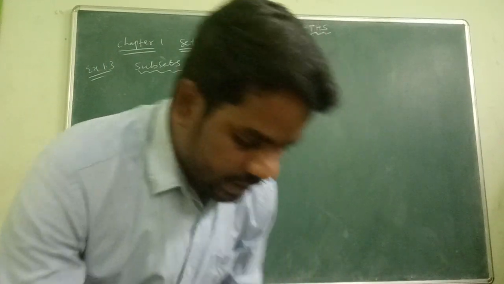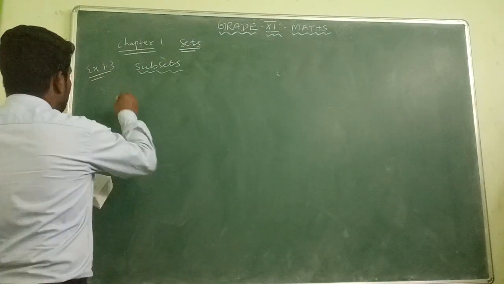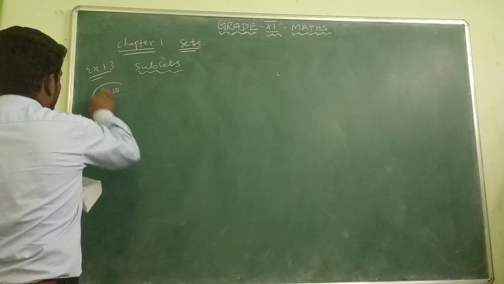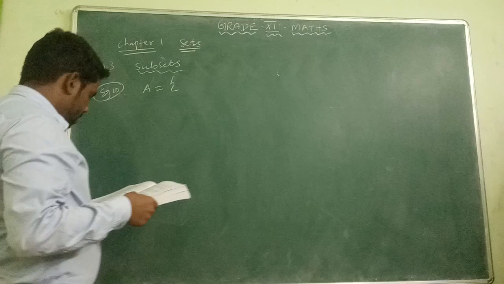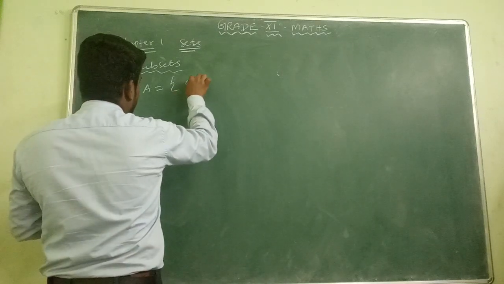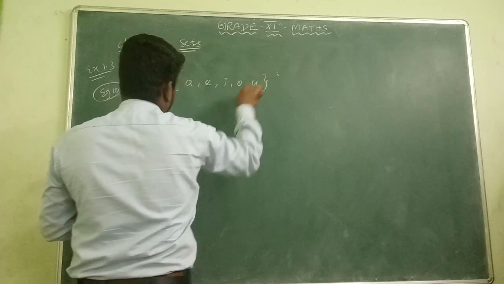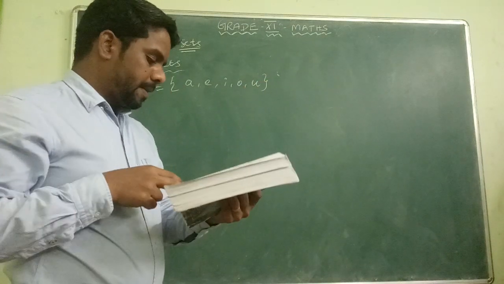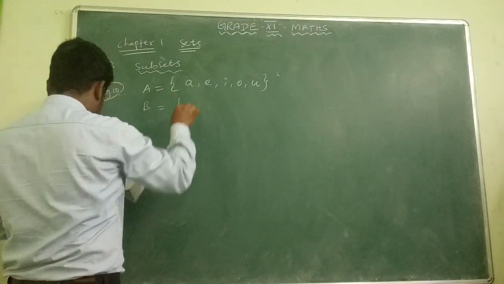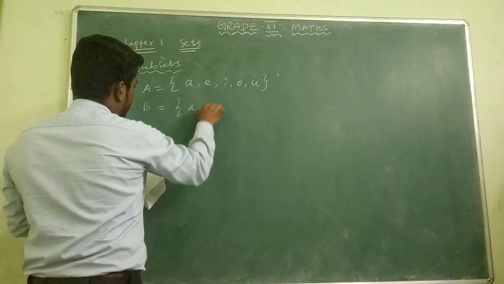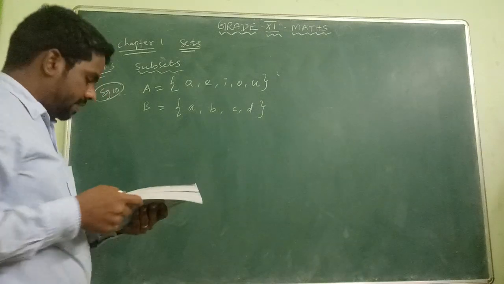Listen. Example number 10. Let A equal to {A, E, I, O, U}, the vowels of the English alphabet, and B equal to {A, B, C, D}.